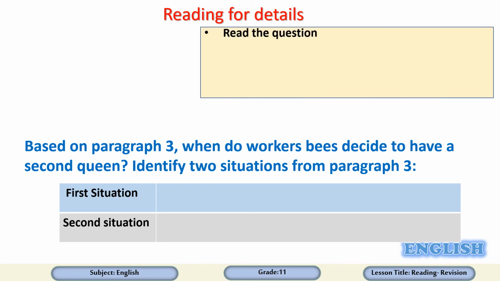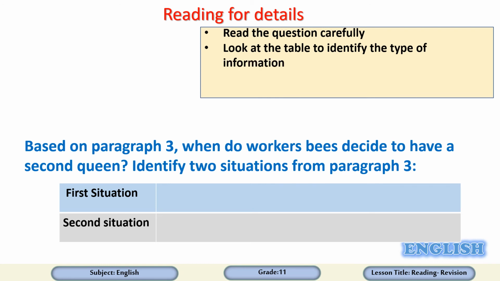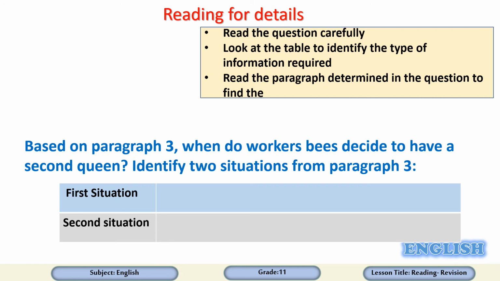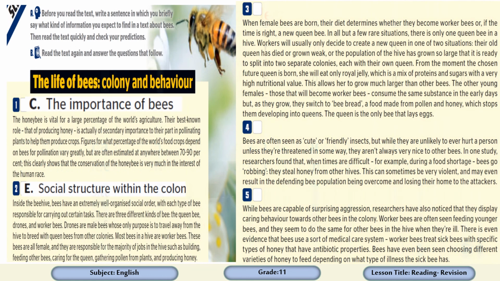For this task, you read the question carefully, you look at the table to identify the type of information required, and then read the paragraph determined in the question to find the required information. Pause the video and try to answer this question. So if we go to paragraph 3, it states the answer directly. Workers will usually only decide to create a new queen in one of two situations, and they are explained.